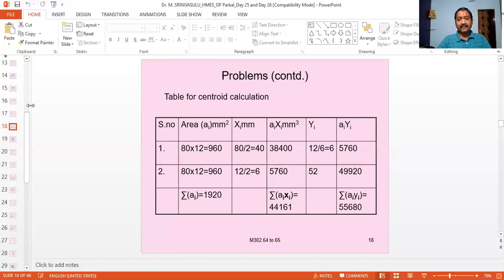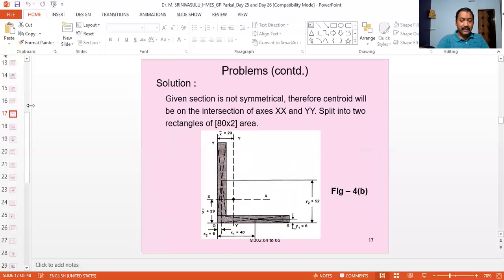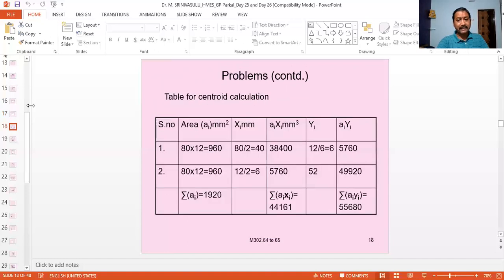The term a1 into x1 is becoming 38400, and the y coordinate of rectangle 1, that is y1. It has a thickness of 12 millimeters from the bottom edge, so y1 will act at a distance of half the thickness, that is 12 by 2. So y1 is equal to 6, and the term a1 into y1 is becoming 5760.